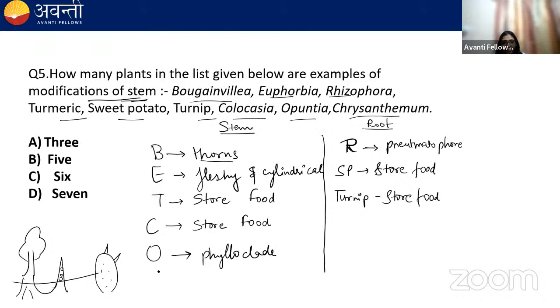Now chrysanthemum. Let me just draw it with CH. Chrysanthemum shows sucker. Sucker is a modification of stem. In chrysanthemum, what happens there? The stem, which is the underground stem, let me just draw it. These are your underground stems. So the stem moves horizontally for some time, and then moves upward like this.